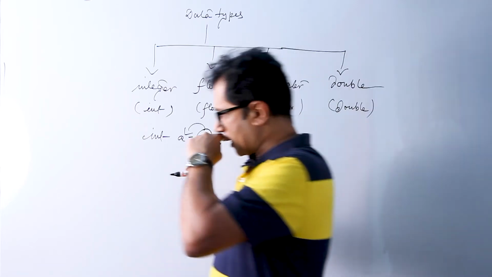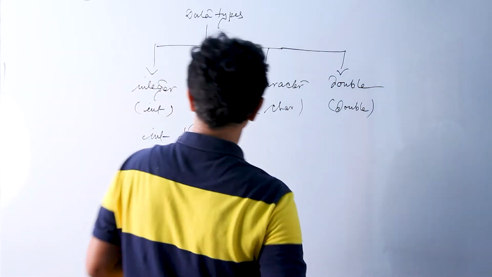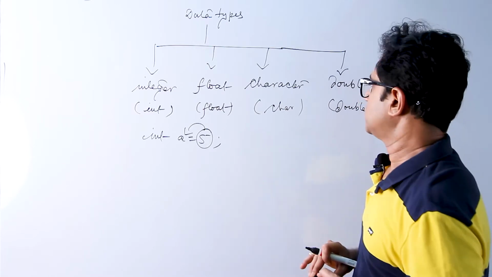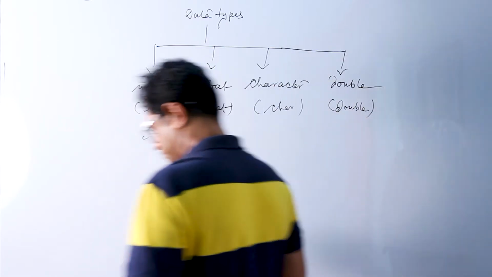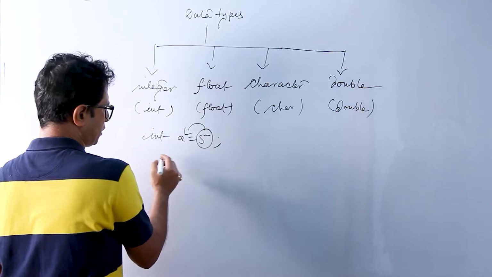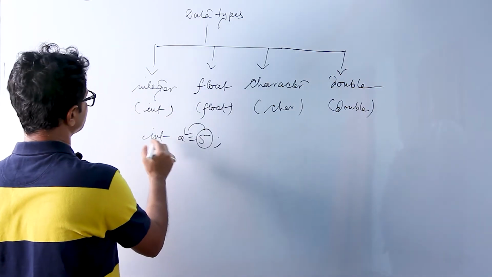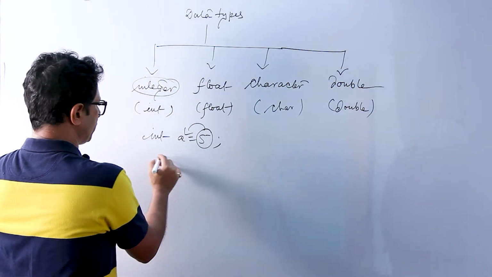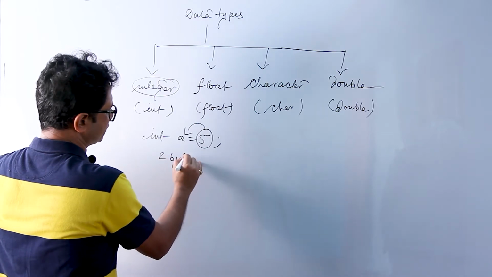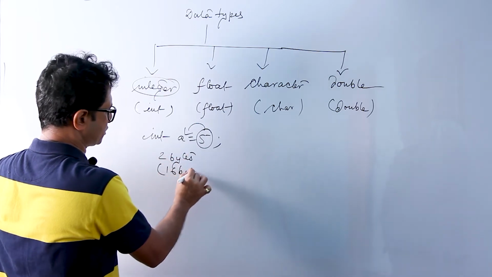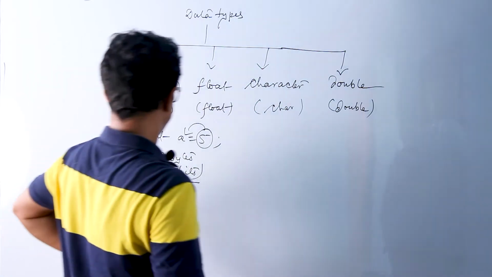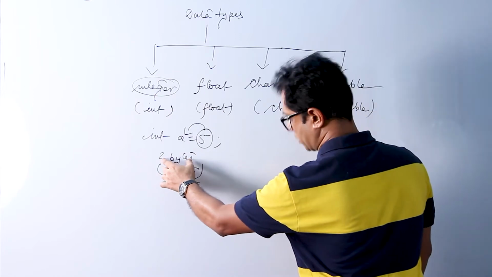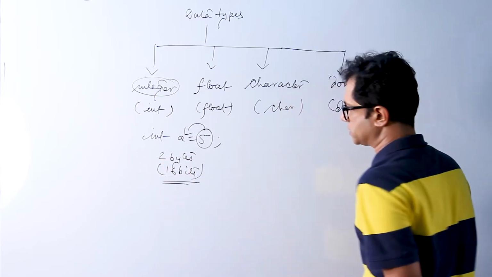In terms of size, in bytes or bits, an integer variable takes about 2 bytes of memory. That is, an integer variable always takes 2 bytes of memory. So in terms of bytes it is 2 bytes, or 16 bits of memory.